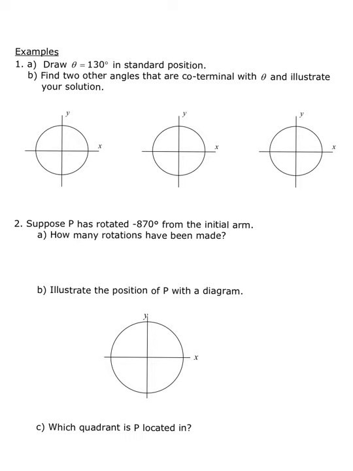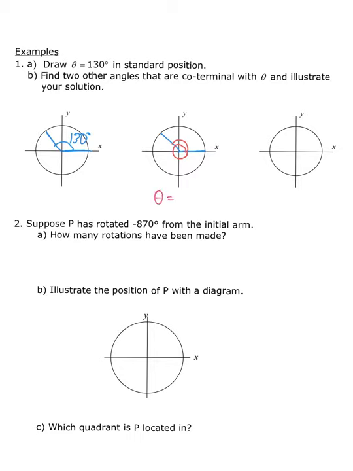In this example, we are asked to draw an angle of 130 degrees in standard position. Then find two other angles that are coterminal with that angle and illustrate the solution. To draw 130 degrees, I will start at my initial arm and draw my terminal arm over here because 130 degrees is obtuse. So this angle is 130 degrees. To find my first coterminal angle, I'm going to start at the initial arm, go around the circle one full rotation, and then keep going that extra 130 degrees.